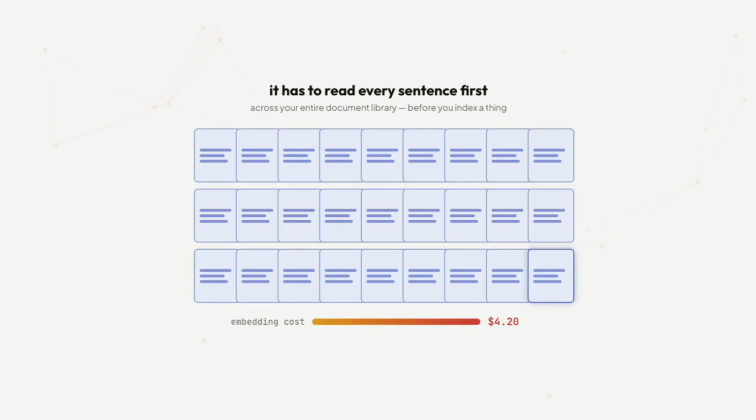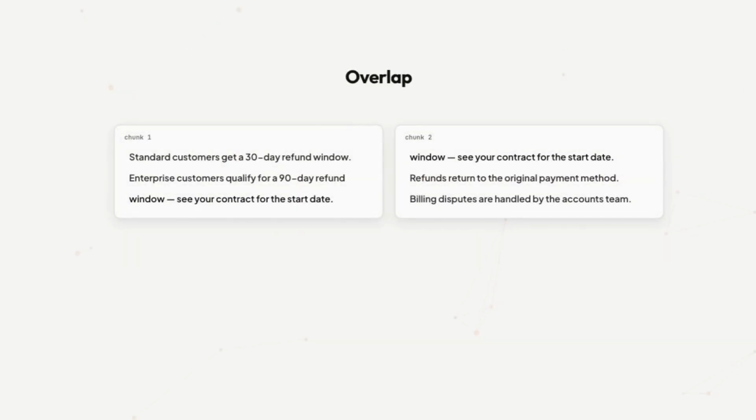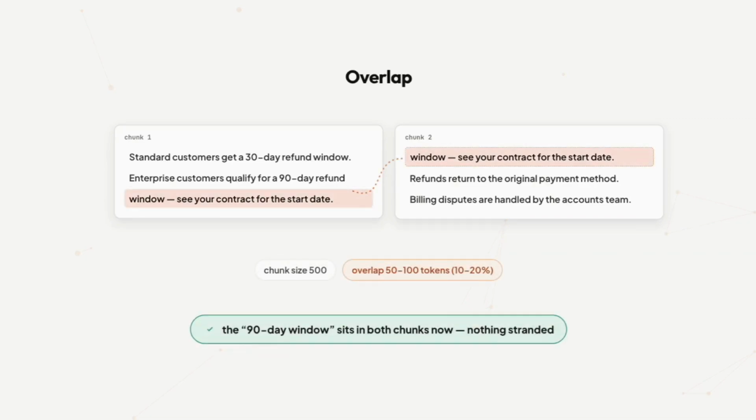Now here is one more thing I want to cover, and that is overlap. Instead of each chunk starting right where the last one ended, you let them overlap a little, like 10 to 20% of your chunk size.